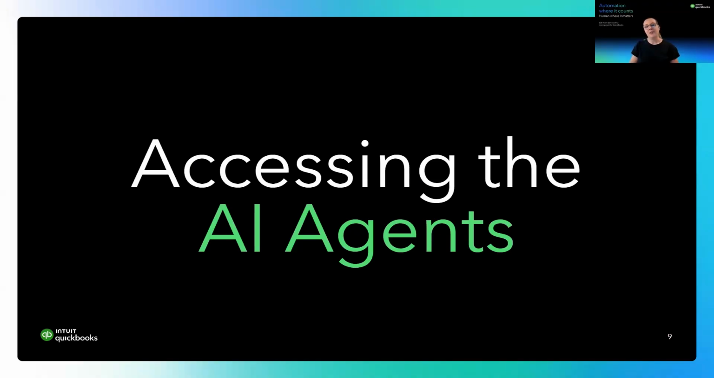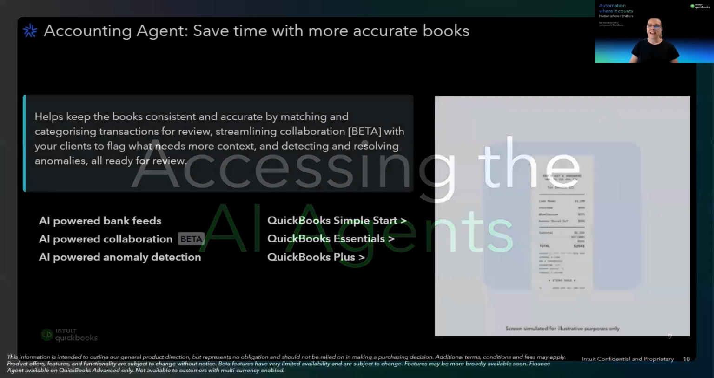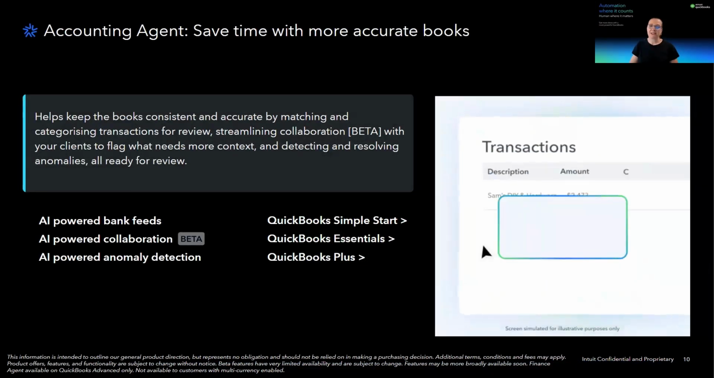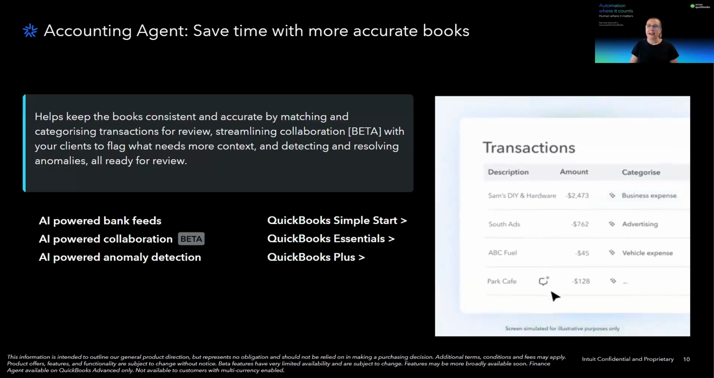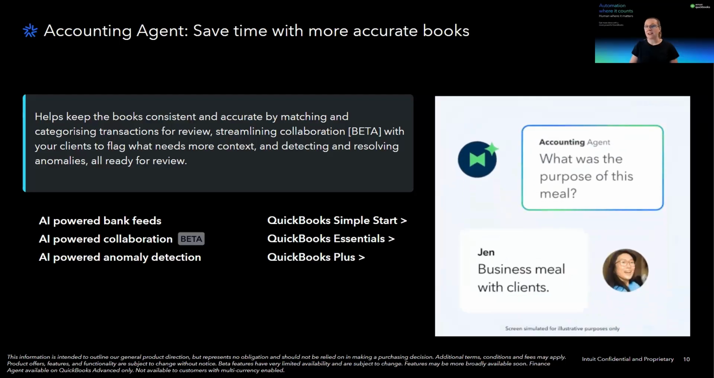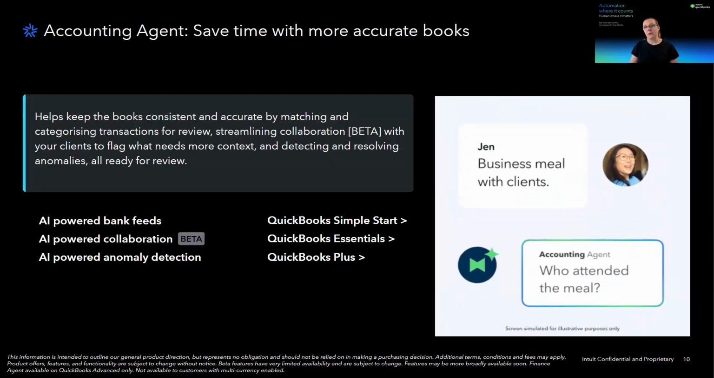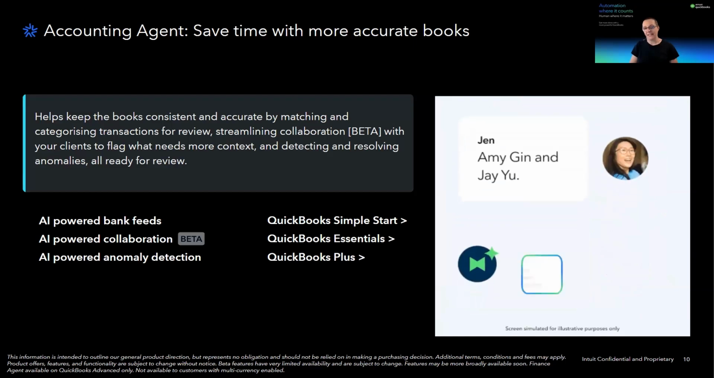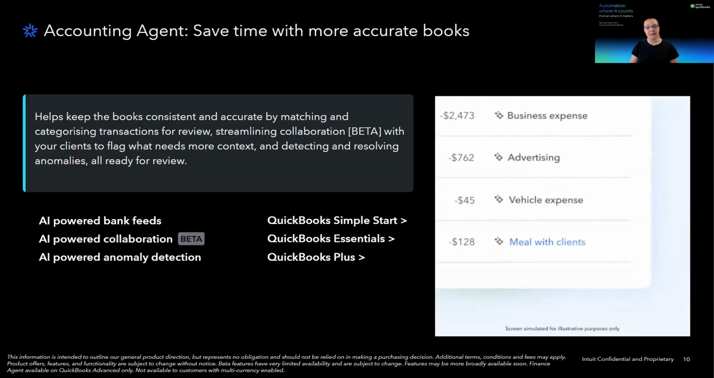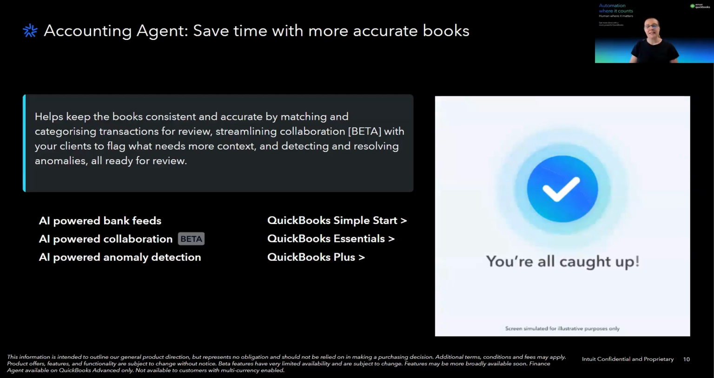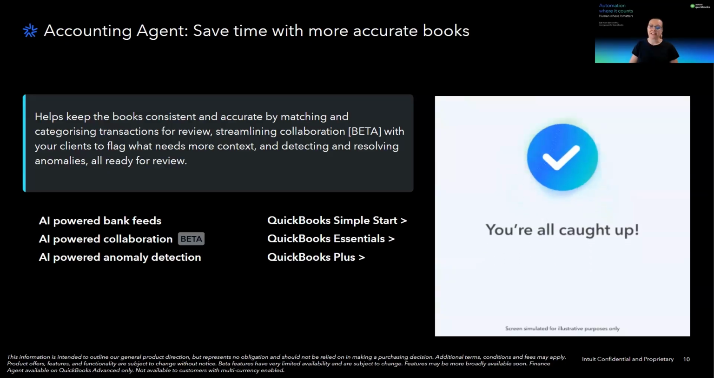I'm now going to give you a quick overview of how to access the accounting agent and the GST AI agent. As you've seen, the accounting agent includes AI-powered bank feeds, which is available on all plans, AI-powered collaboration, which is currently in beta and available on Essentials, Plus and Advanced, and AI-powered anomaly detection, available on QuickBooks Plus and Advanced. Let's have a quick look at how to access the features.